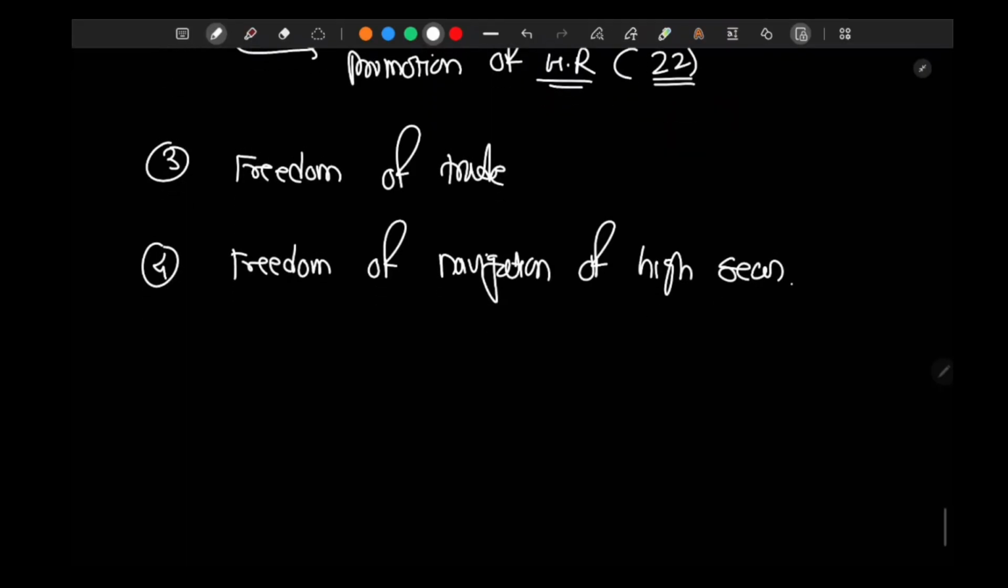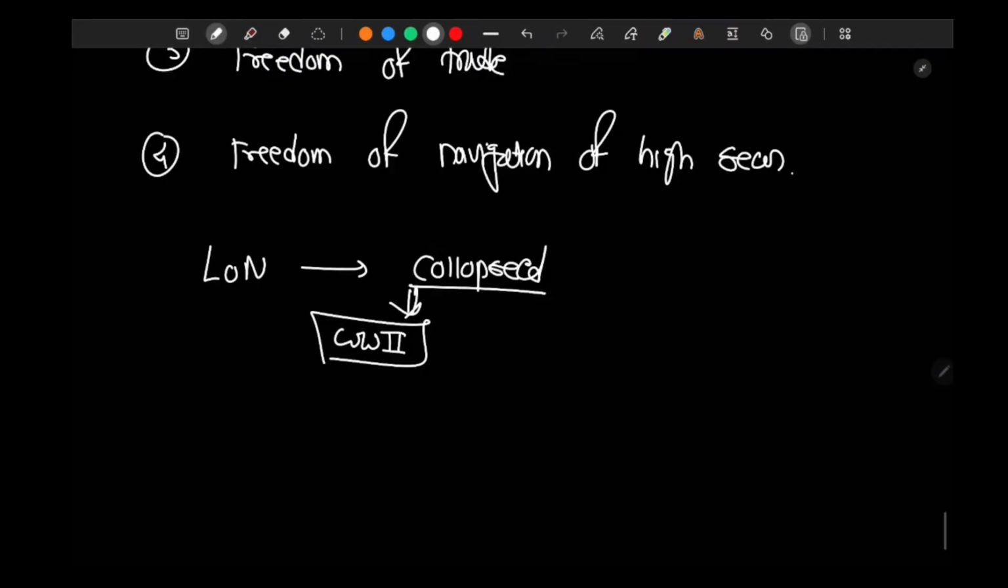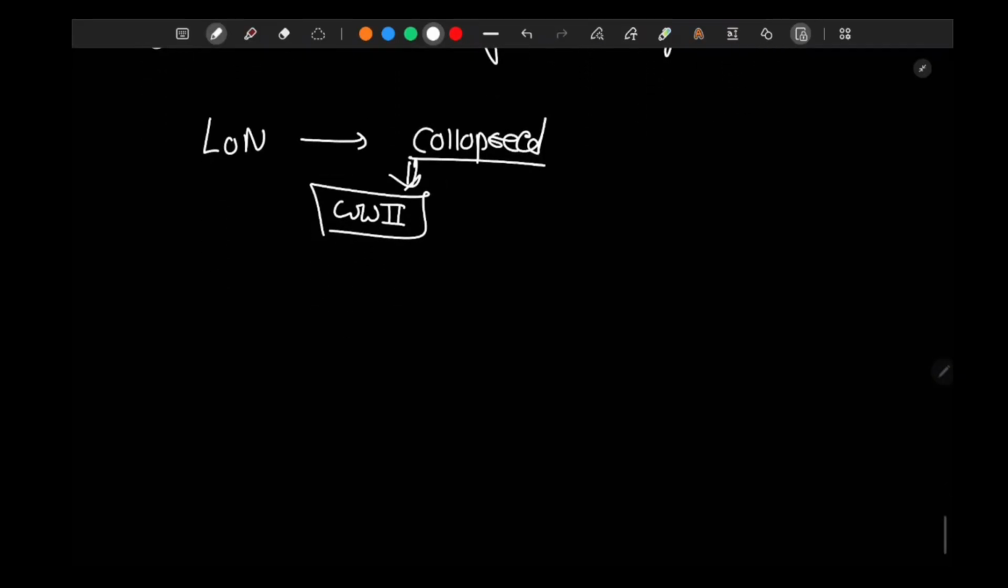This 14-point speech later led to the formation of the League of Nations, but eventually the League of Nations collapsed and we see World War II, right? The League of Nations collapsed and we see World War II happening. That is why, as World War II happened, Wilson's 14-point speech failed.